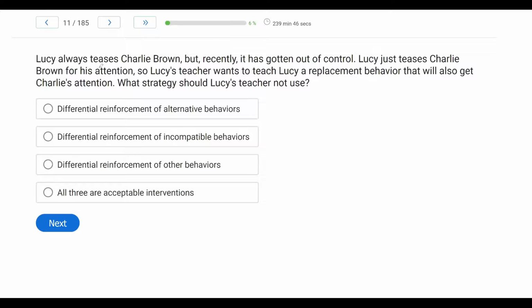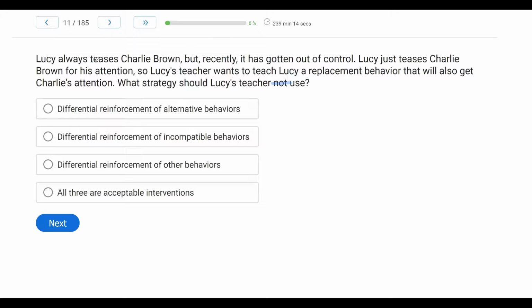Lucy always teases Charlie Brown, but recently has gotten out of control. Lucy just teases Charlie Brown for his attention, so Lucy's teacher wants to teach Lucy a replacement behavior that will also get Charlie's attention. What strategy should Lucy's teacher not use? All right, we have a question using the word not, and that's immediately what we need to key in on. When we have that word not, it typically means the other three options are usable. In this case, we're looking for a strategy Lucy's teacher should not use to do what?